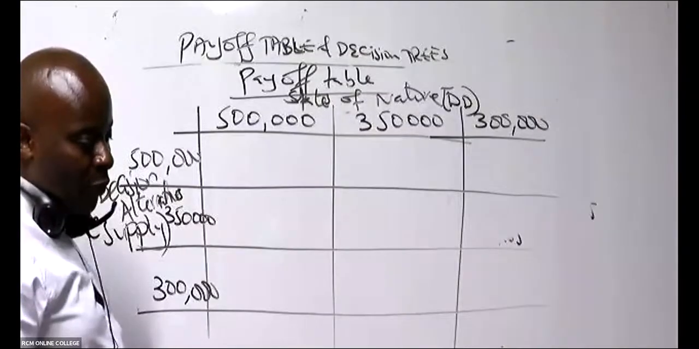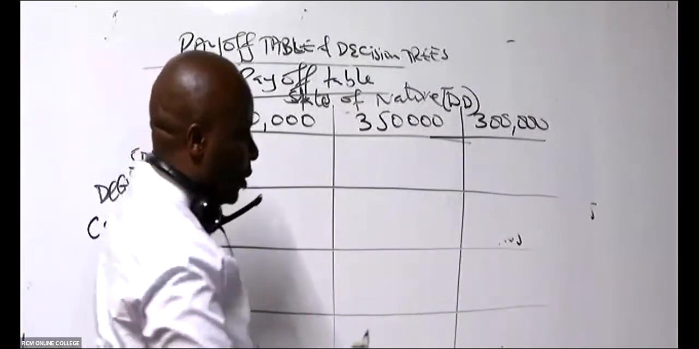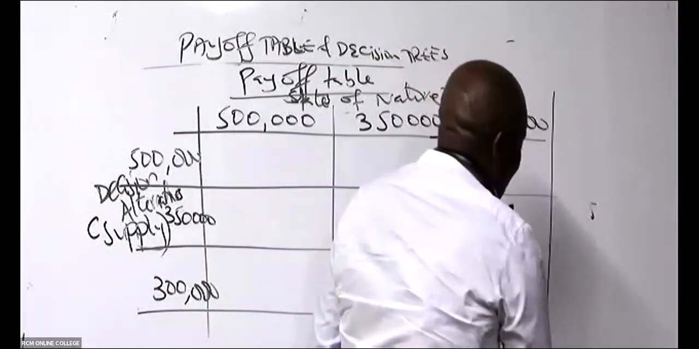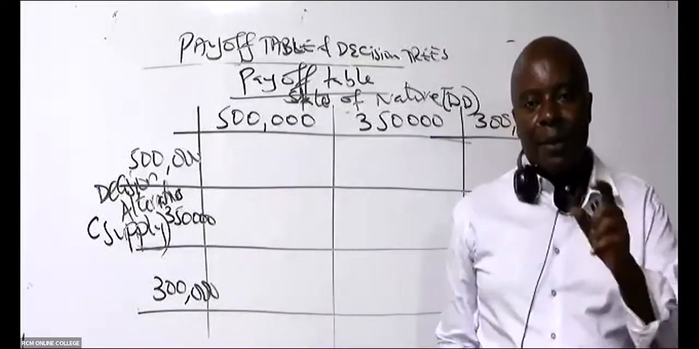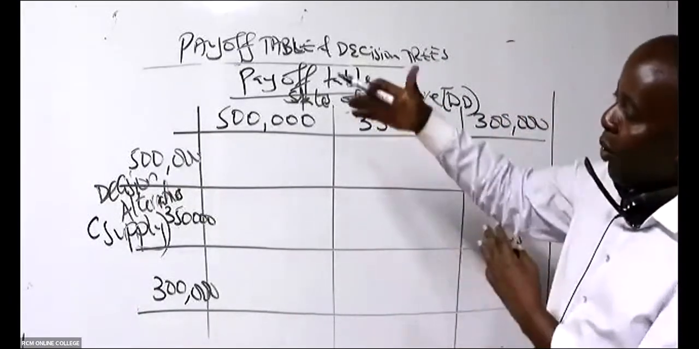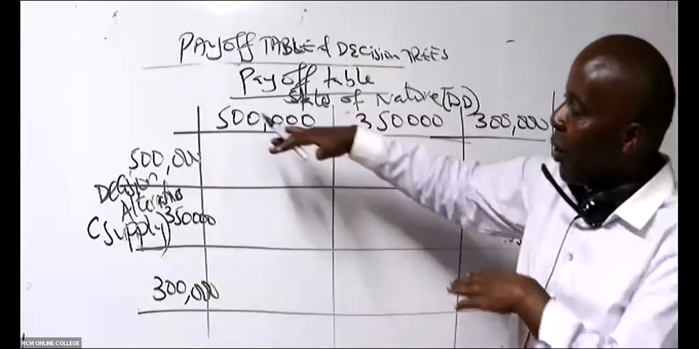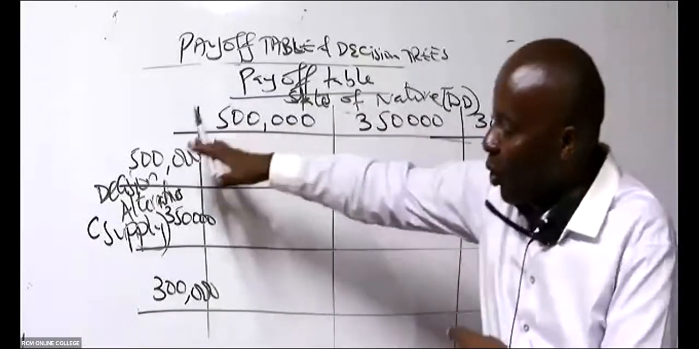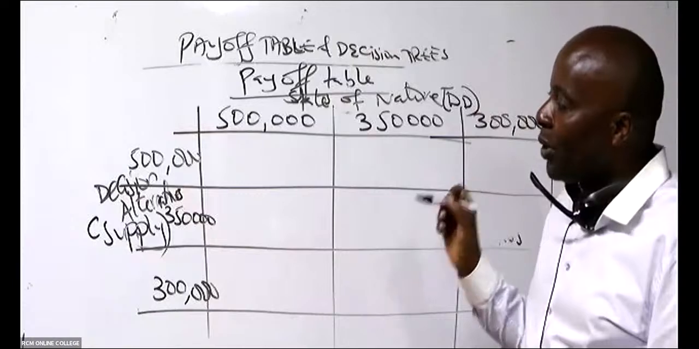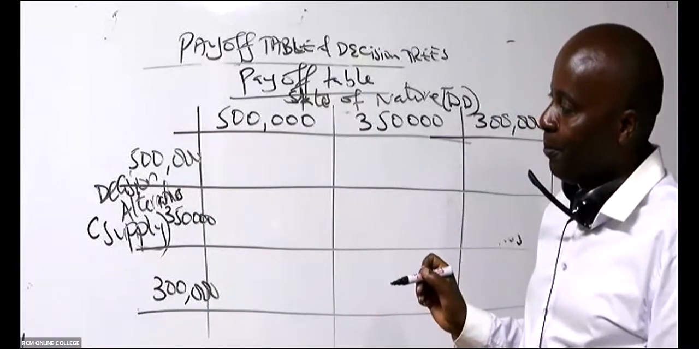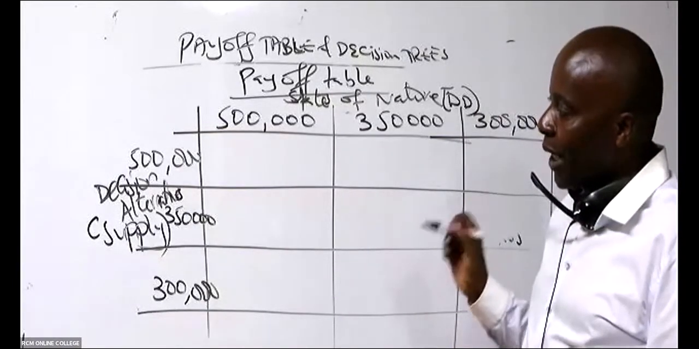So let me know once you finish drawing the skeleton, the structure. Remember this is supply, demand. Supply and demand, you always take the same quantities. Whatever quantities you have here are the same quantities you shall have under decision alternatives.